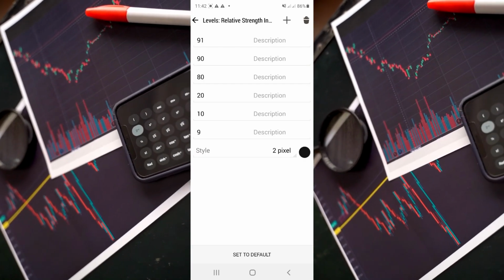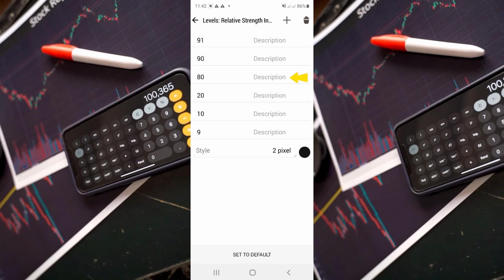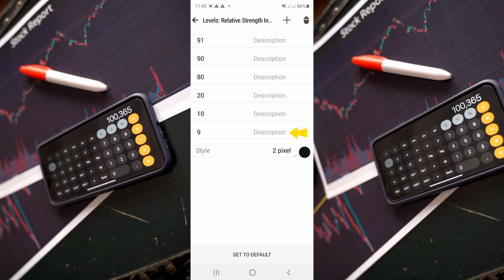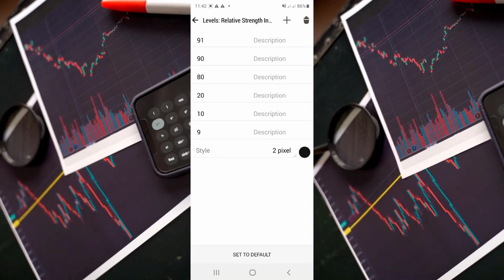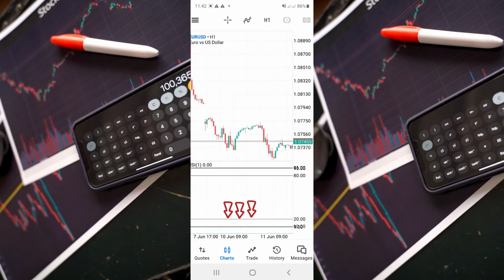We shall add our first level, which is the 90 level, the 91 level, then the 90 level, then the 80 level, then the 20, 10 and 9 levels. Then after doing that, we head back, select save. Then we head on to the chart. This is how the RSI looks on the charts.